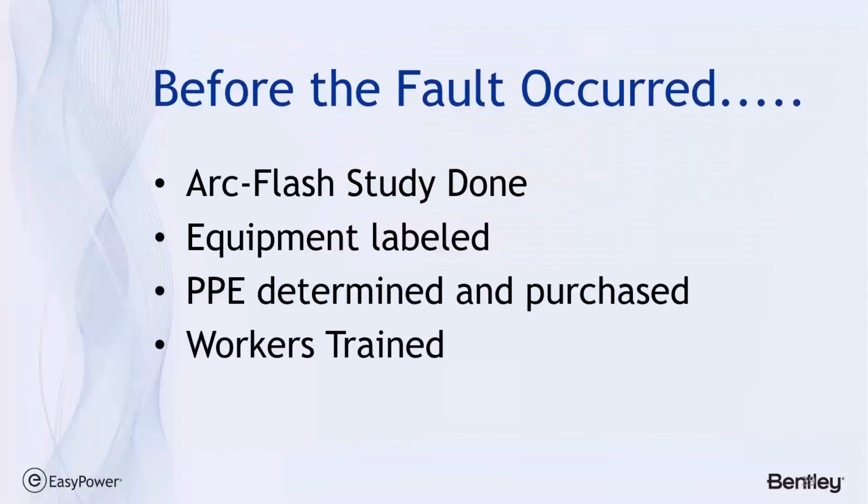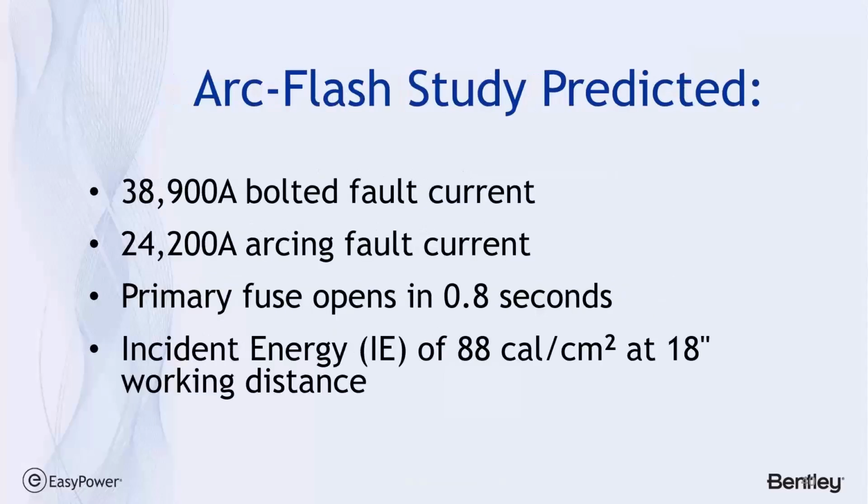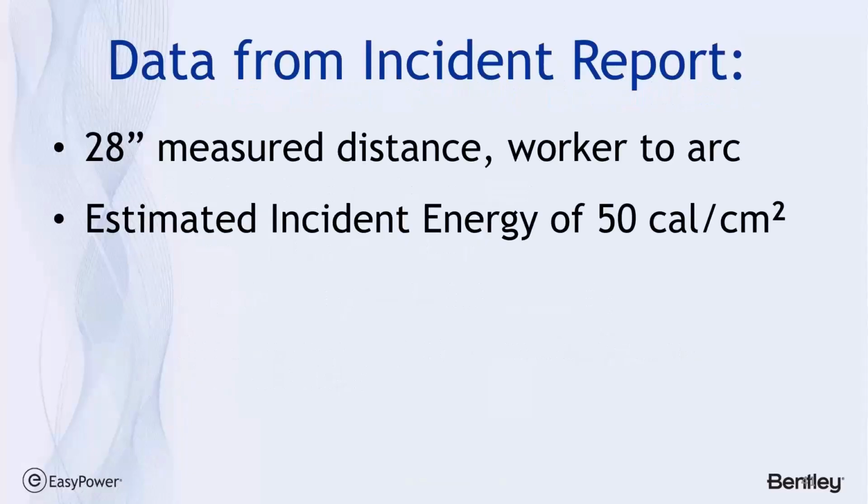Well, before the fault, they had an arc flash study. They had labeled the equipment properly. They determined the PPE, and the workers were trained in all facets of it. According to the study, it predicted 38.9 kA bolted fault current at that bus with a prediction of 24,200 amps arcing fault current. At that current, the primary fuses would open in 0.8 of a second, producing an incident energy of 88 calories. According to the measured distance, it was 28 inches, and at that point, the estimated incident energy exposure to an operator would be 50 calories.